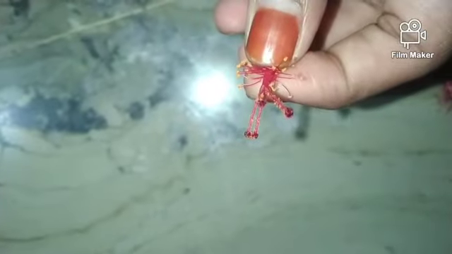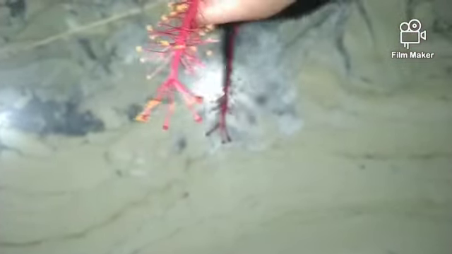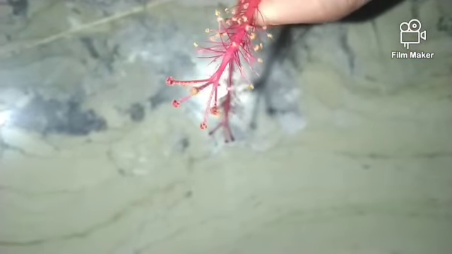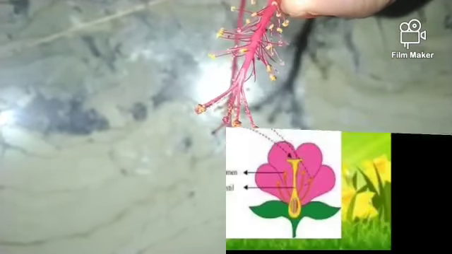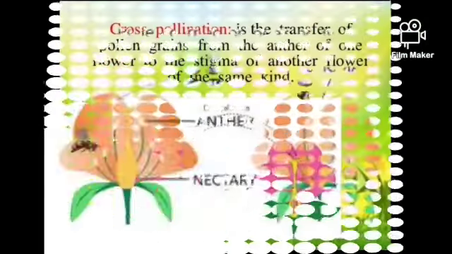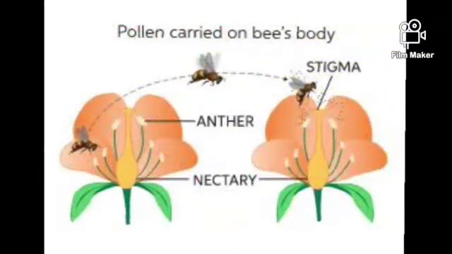Here we can clearly observe that the pollen grains of one flower has been attached to the stigma of another flower. Cross-pollination can take place with the help of various physical factors such as wind, water, animals and etc.